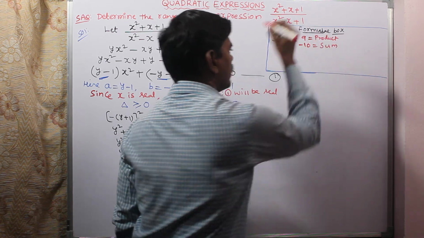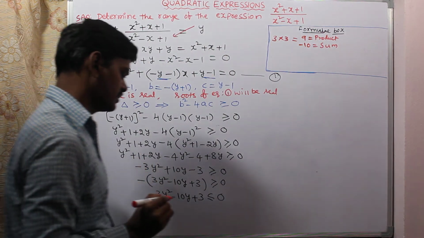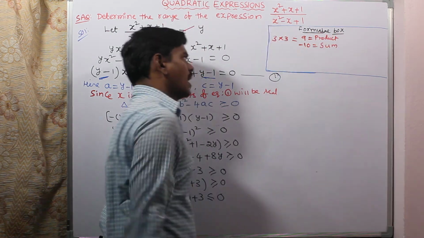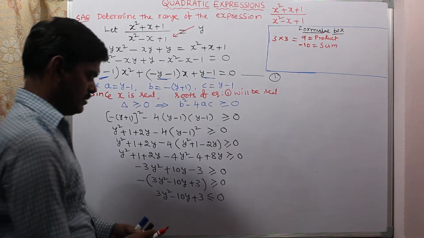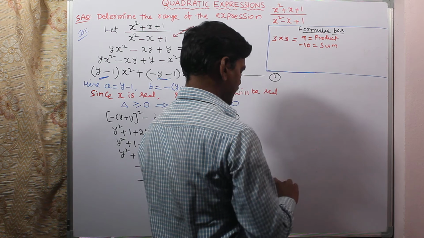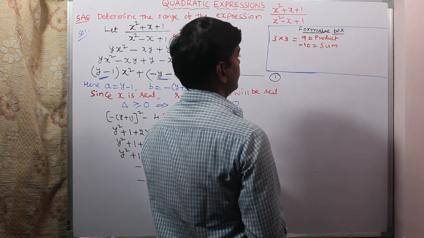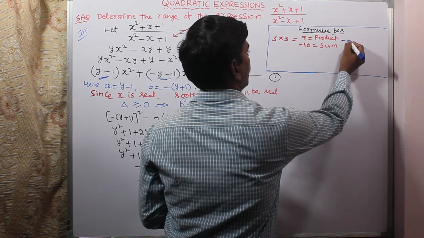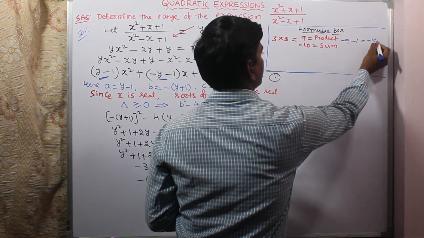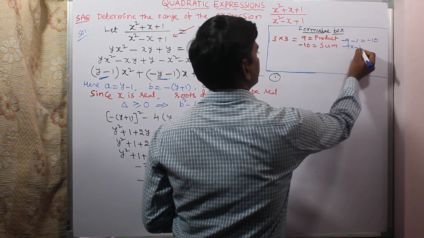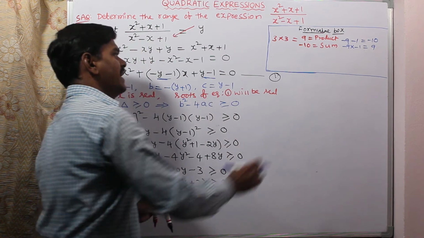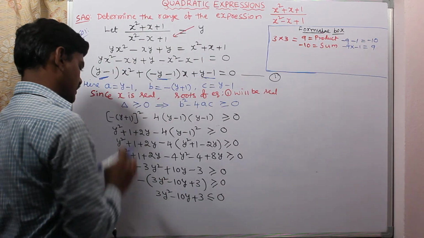Now think about two numbers whose sum is minus 10 and whose product is 9. Can you guess the numbers? So I can say minus 9 and minus 1. Minus 9 plus minus 1 is minus 10. Minus 9 into minus 1, minus into minus is plus, 9. Yes. So minus 9 and minus 1 are the factors.